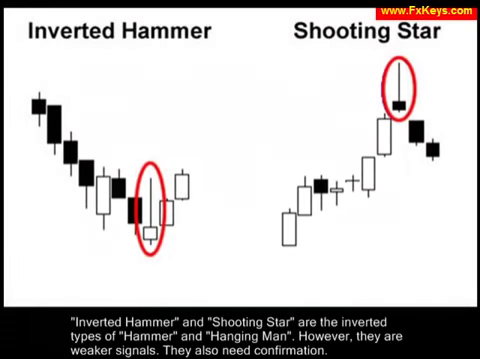Inverted hammer and shooting star are the inverted types of hammer and hanging man. However, they are weaker signals. They also need confirmation.